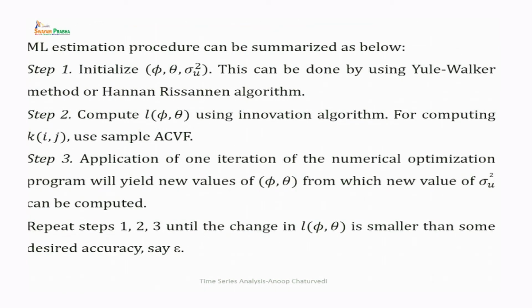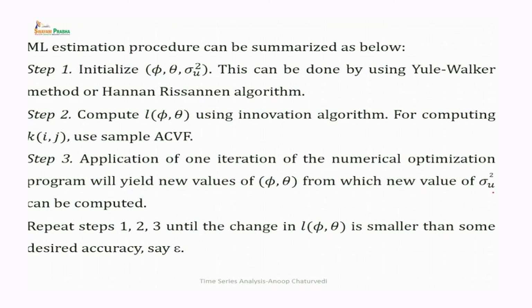So, we can summarize the maximum likelihood estimation procedure like this. In step 1, we initialize the parameters using the Yule-Walker equations, and then we compute L(phi, theta) using the innovation algorithm. We compute kappa_ij. In the next step, application of one iteration of a numerical optimization program will yield new values of phi and theta.